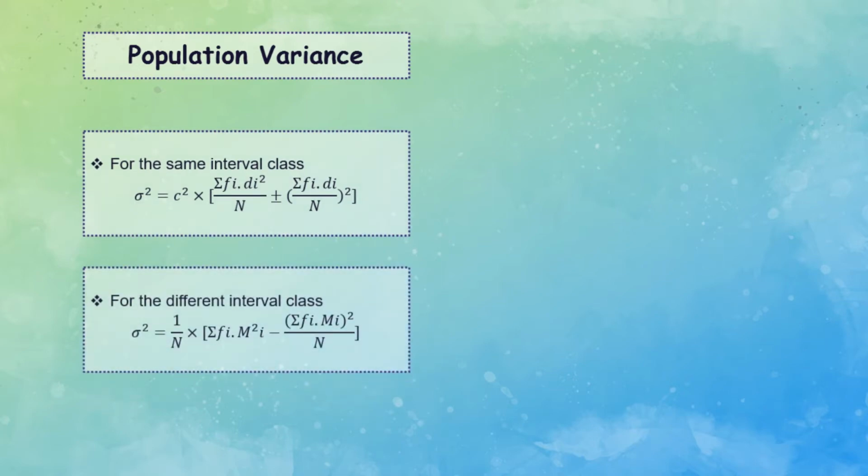Secondly, for the different interval class, this is the formula. Sigma squared is equal to 1 over the size of the population times, in brackets, sigma frequency multiplied by the square of the middle grade of class i, minus the square of sigma frequency multiplied by the middle grade of class i, divided by the size of the population.